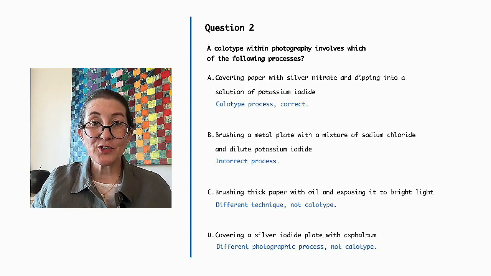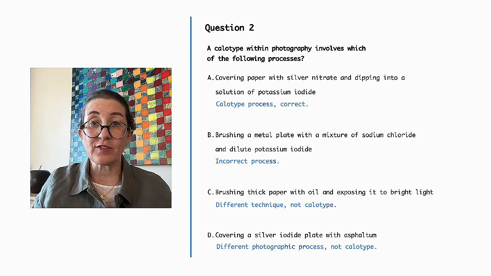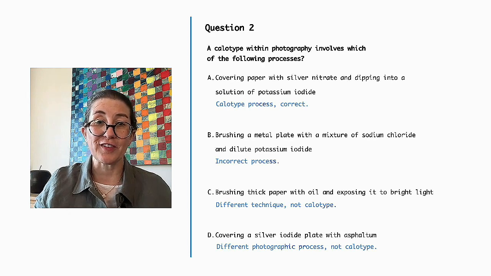The correct answer here is covering paper with silver nitrate and dipping into a solution of potassium iodide. This process is part of the calotype technique, which involves creating a light-sensitive paper that can capture images, a significant early development in photography.